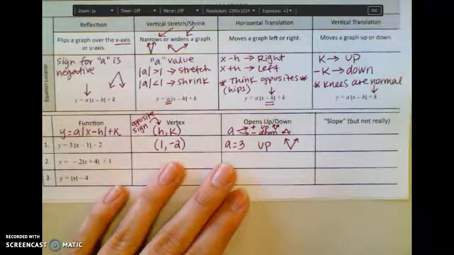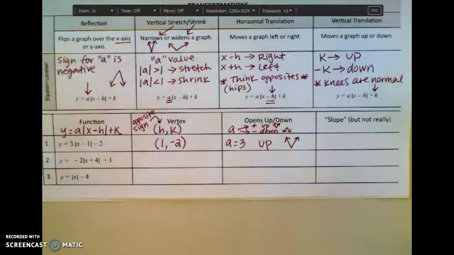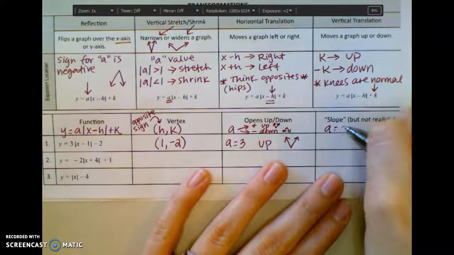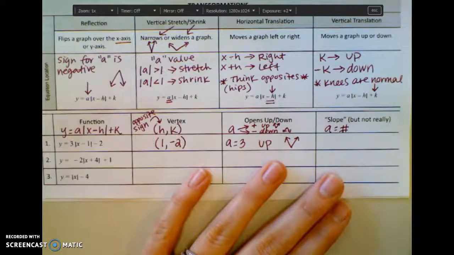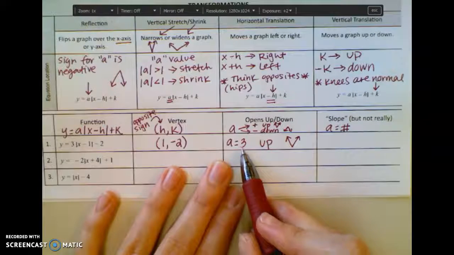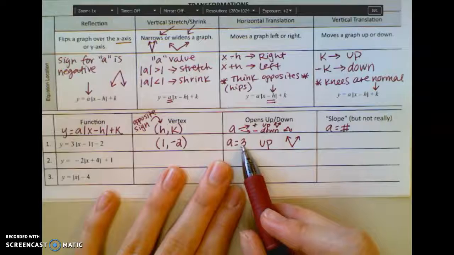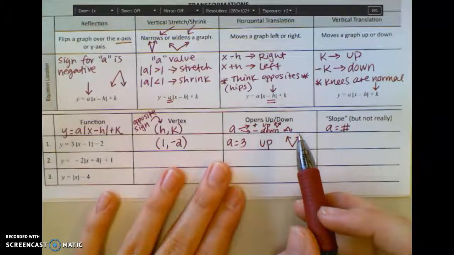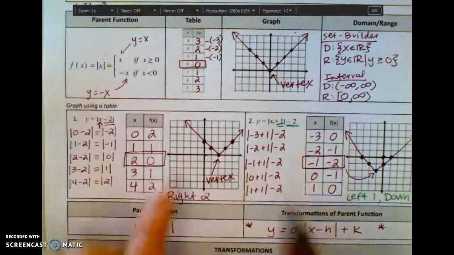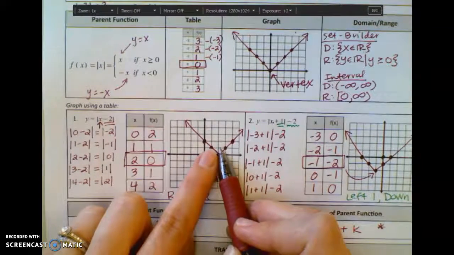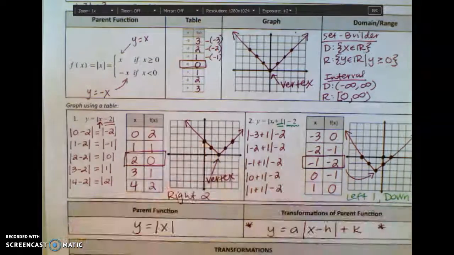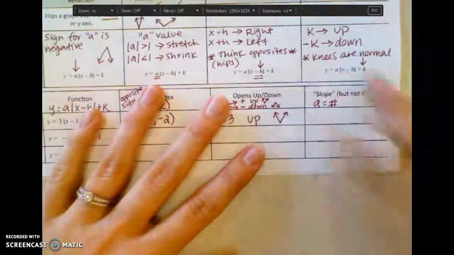And last thing is our slope. So we're going to kind of call it a slope, but it's not exactly a slope. And for this, we look at our a value. Whatever our a value is tells us what to do. Our a value is 3. And it's kind of like a slope because it tells us a rise over a run. But for our absolute value function, it tells us our rise, but then we run left and right. Rise, run left and right. So that's the difference here as opposed to a normal slope.